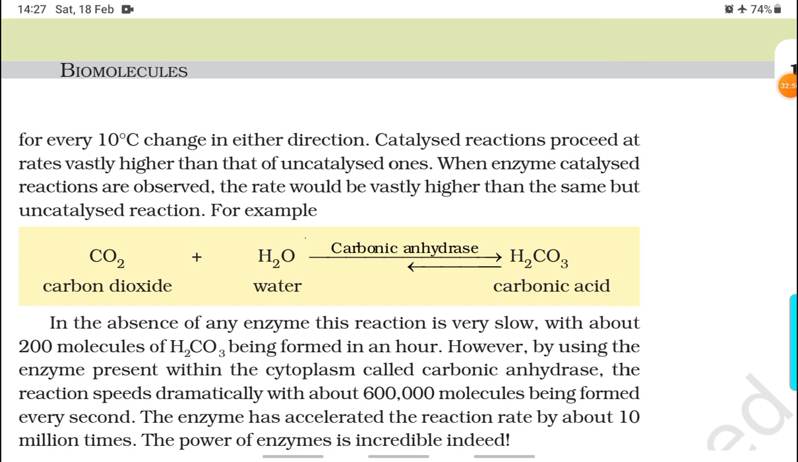In the absence of any enzyme, this reaction is very slow, with about 200 molecules of H2CO3 being formed in an hour. However, by using the enzyme present within the cytoplasm called carbonic anhydrase, the reaction speeds up dramatically, with about 6 lakh molecules being formed every second. The enzyme has accelerated the reaction rate by about 10 million times. The power of enzyme is incredible indeed.